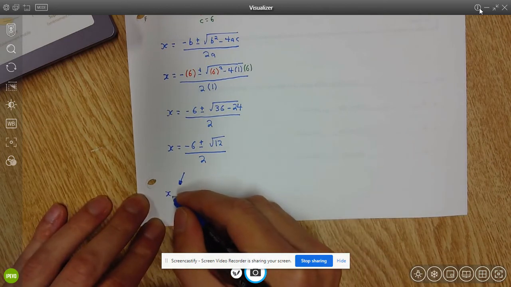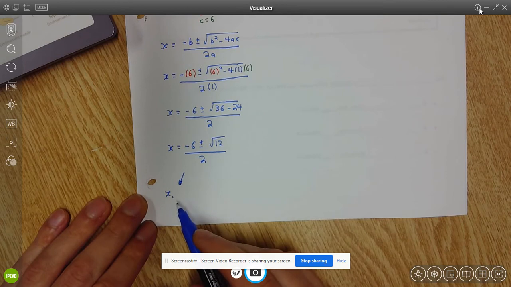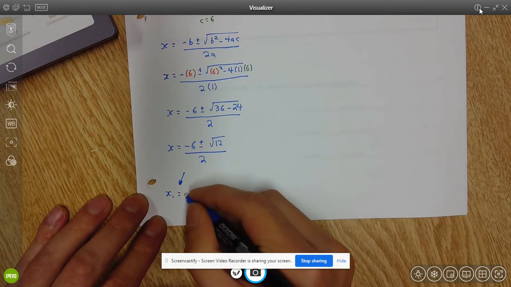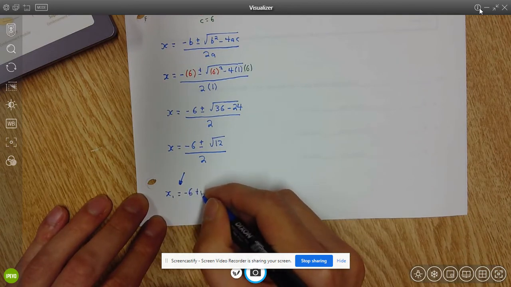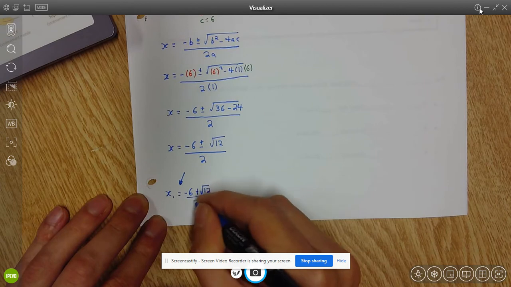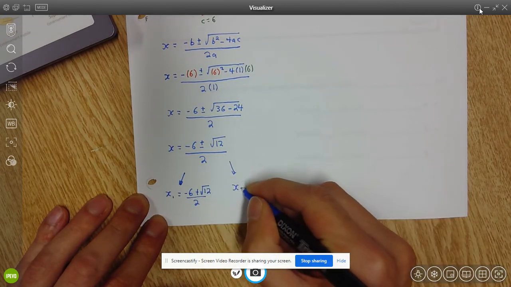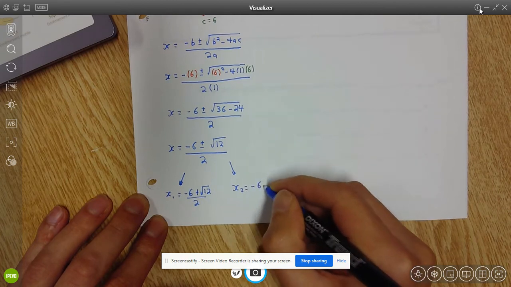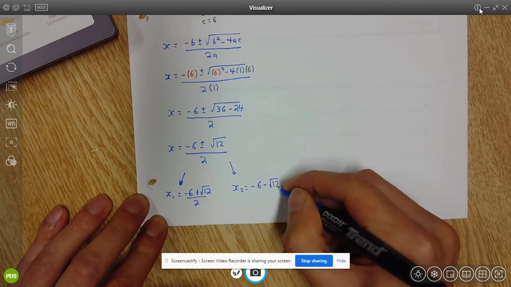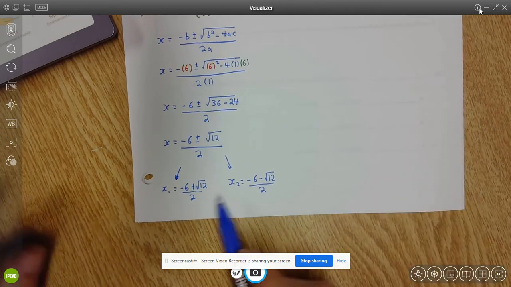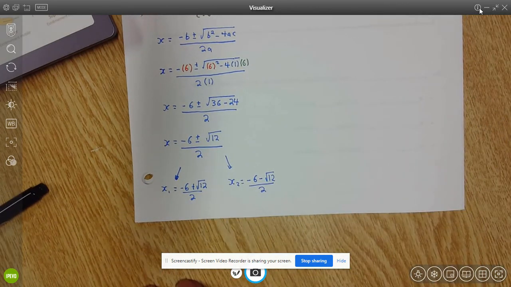I'm going to split this into 2 equations. To find the first x, I'll call that x1. When I write a number down to the right, a subscript, that's just a label, so I'm calling that my first x, or x1, and we're going to use the plus, so negative 6 plus root 12 over 2. And I can have an x2, which is negative 6 subtract root 12 over 2. If you want more space, you could do this on the right-hand side of the page. So I've got 2 equations which are going to give me different values for x. So let's take a look.